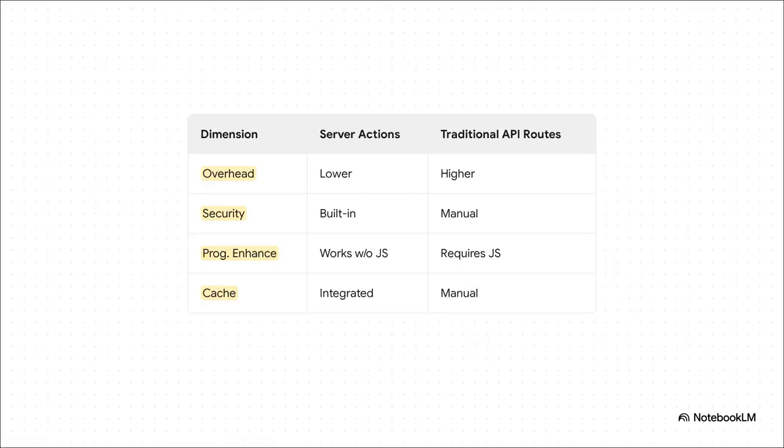And yeah, this table just sums it all up perfectly. Development overhead, server actions win, hands down. Cache integration, deeply integrated. Way better. We've seen that. But check out these other two rows, security and progressive enhancement. Security isn't an afterthought. It's built in with things like encrypted closures. It's just safer by default.